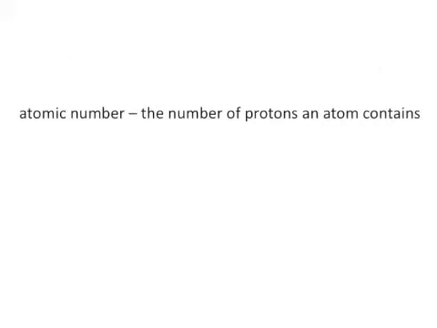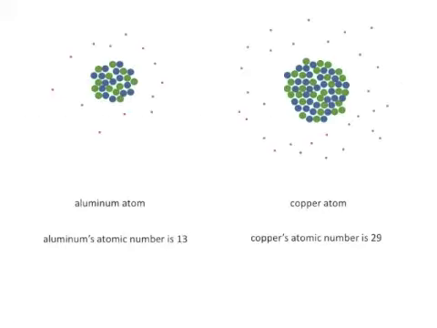The name for the number of protons an atom contains is called its atomic number. Since an aluminum atom always contains 13 protons, aluminum's atomic number is 13. Since a copper atom will always contain 29 protons, its atomic number is 29.